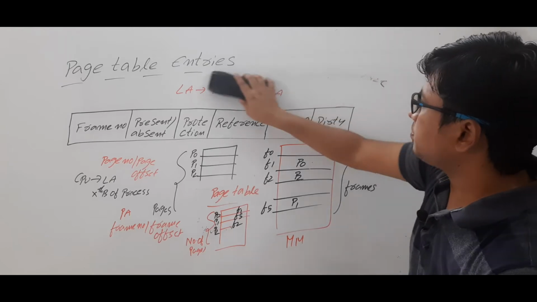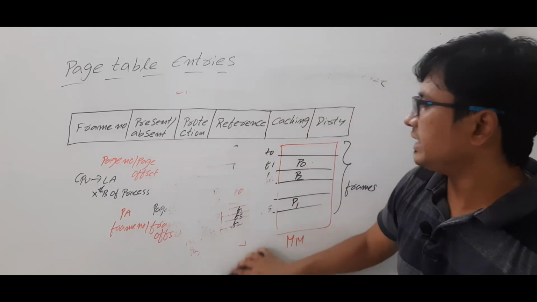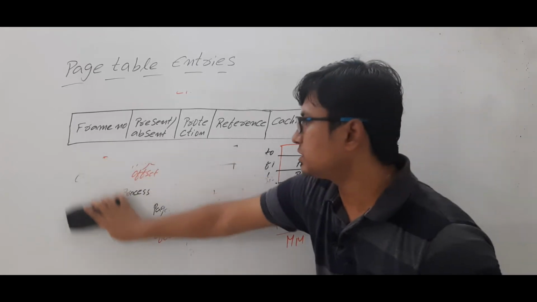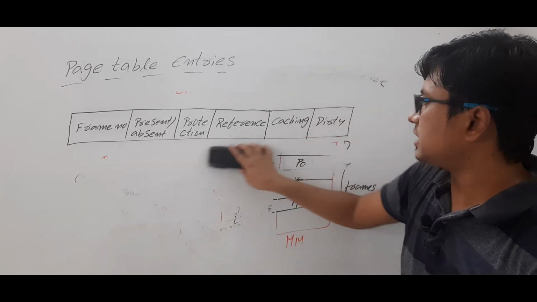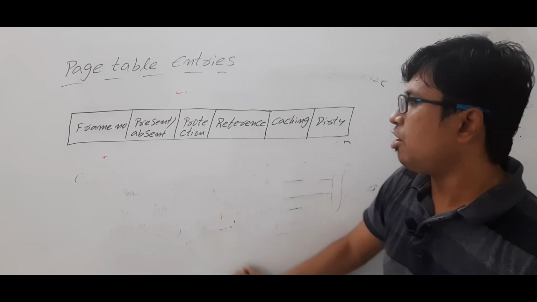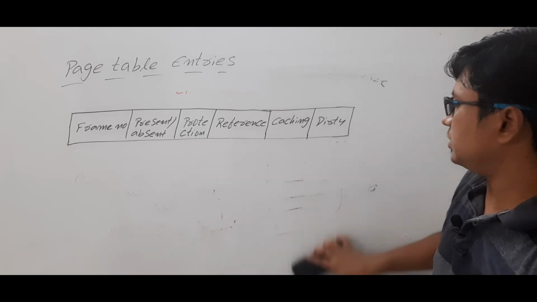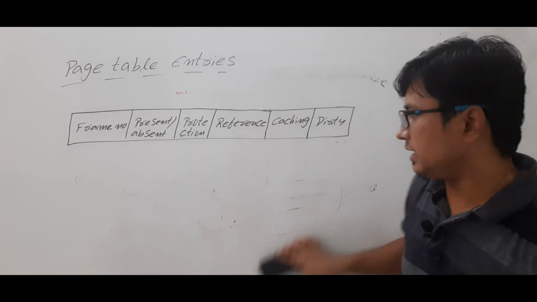Okay, and what is the purpose of each one I will discuss for you. And these are the extra information which is optional. Okay, are you able to understand? And this information or the format will vary from operating system to operating system. I am discussing the generalized version of the page table entries.